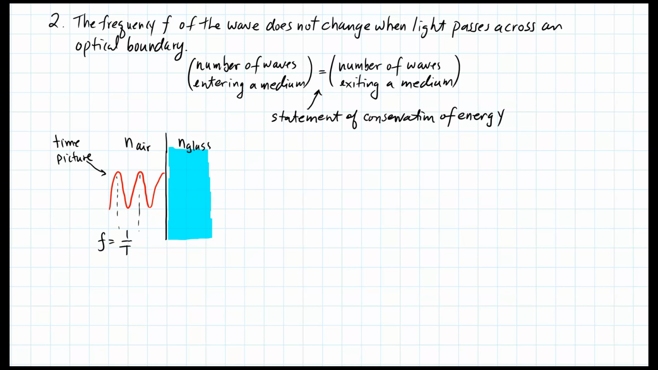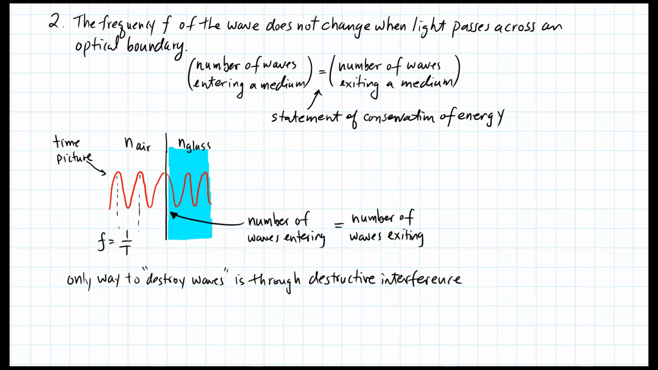So that means if waves cannot be destroyed at the boundary, then the number of waves passing through must equal the number of waves exiting across that boundary. Therefore, the number of waves going in equals the waves going out. The frequency does not change when crossing an optical boundary.